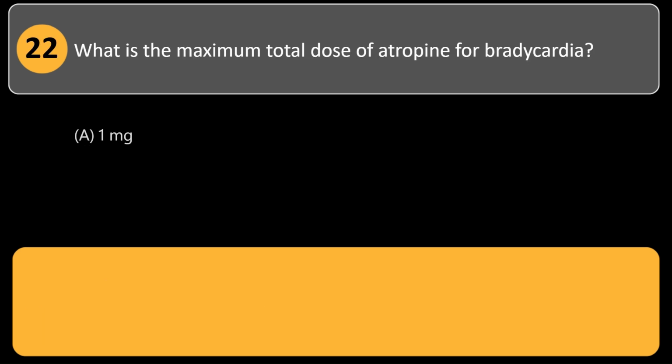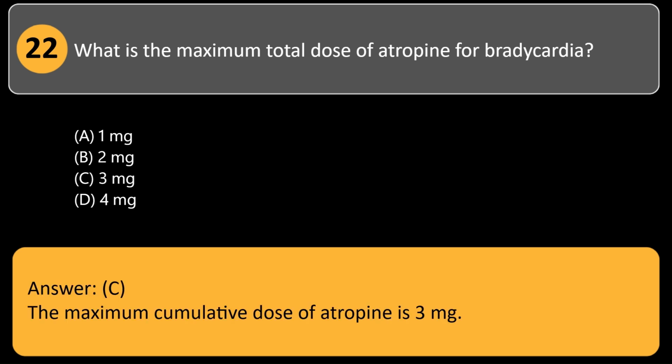What is the maximum total dose of atropine for bradycardia? A. 1 mg. B. 2 mg. C. 3 mg. D. 4 mg. Answer: C. The maximum cumulative dose of atropine is 3 mg.